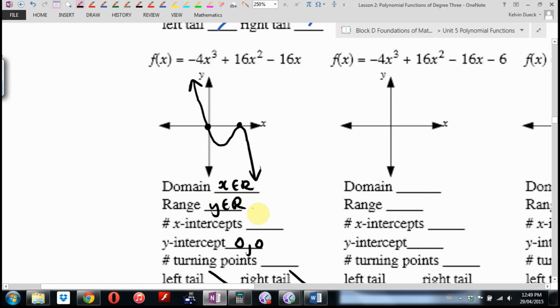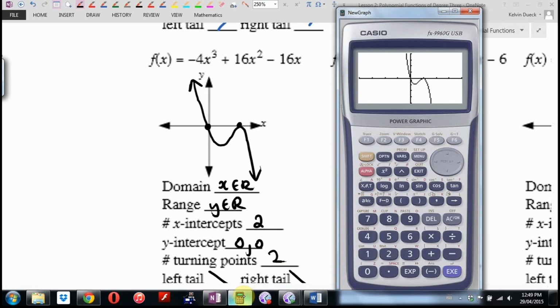The more interesting part: how many x-intercepts does this one have? 2. How many turning points does this one have? 2. Where are they? I got one there, well, right at the x-intercept. I should have figured that out. And one there at 0.6667.